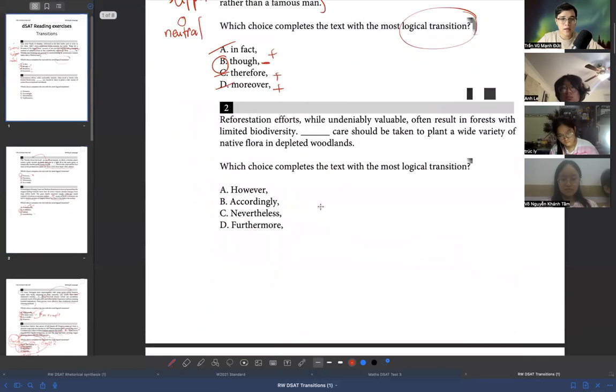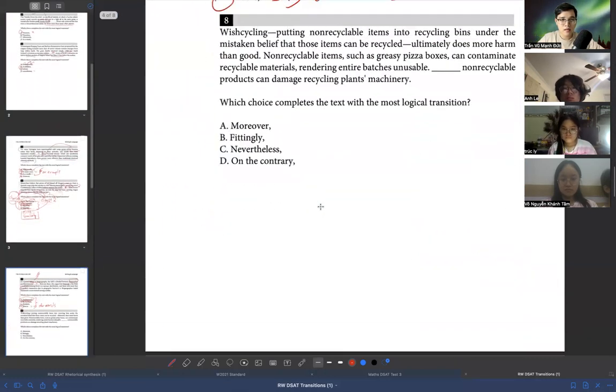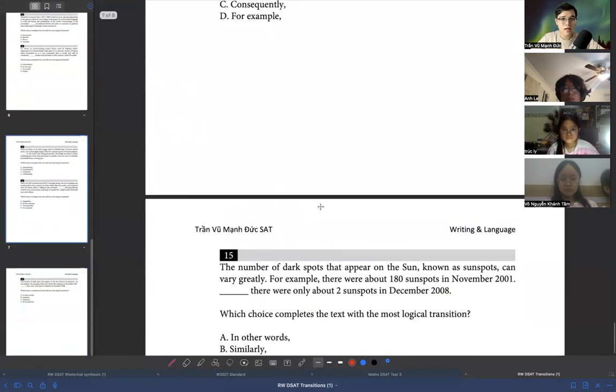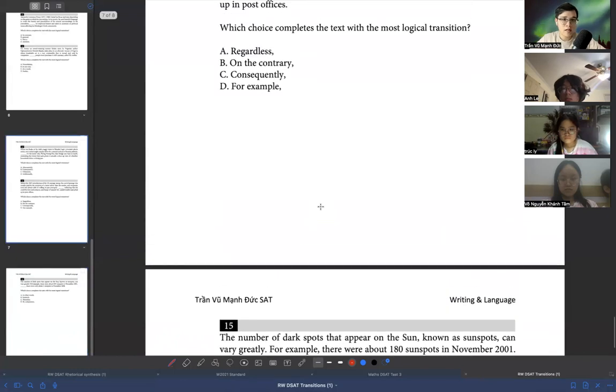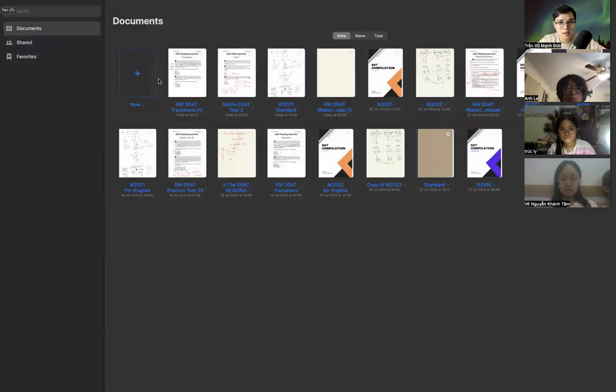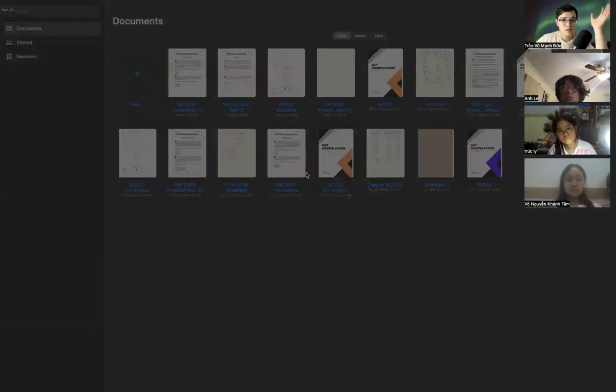So for the remaining questions, from 8 to 15, I'm going to have you do them as homework, right? And we will jump to the next part, transition. Why is it repeating? I don't know. So I'm going to have you do transition as homework for next lesson. I'm going to post it on Classroom.